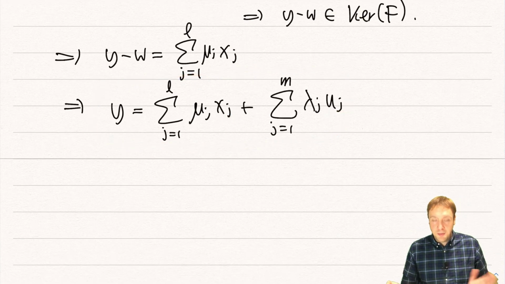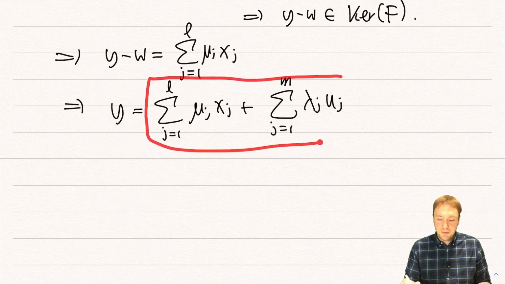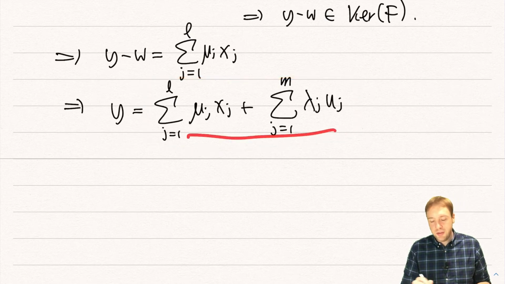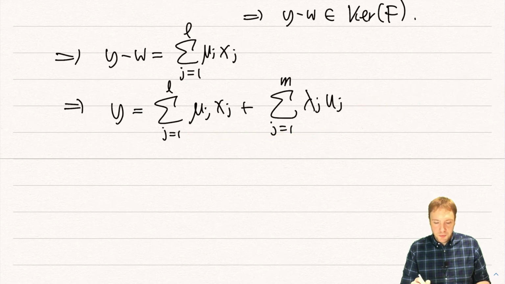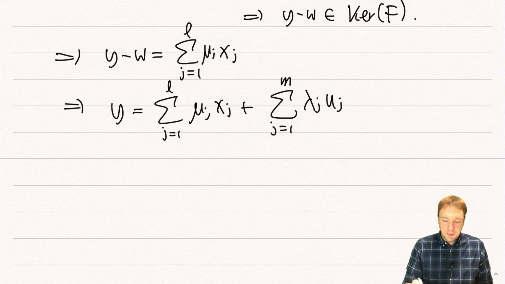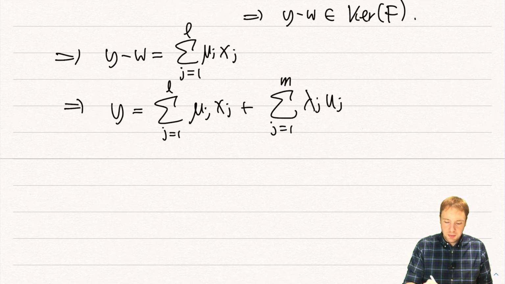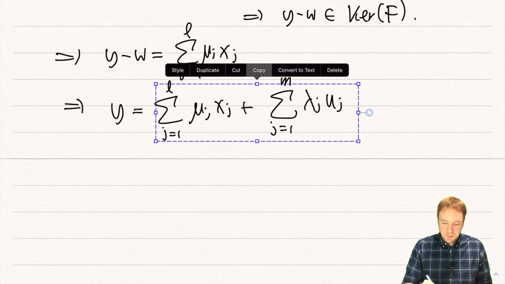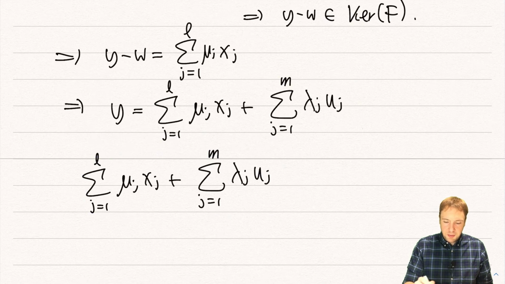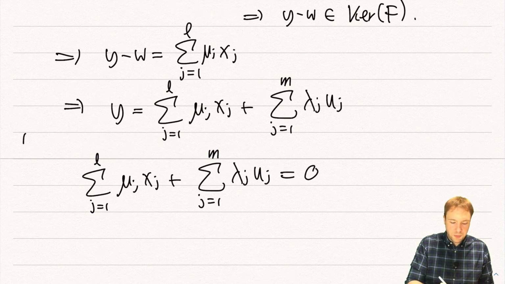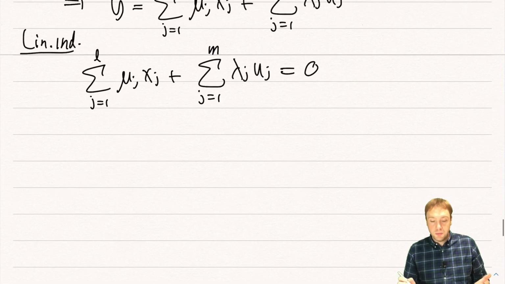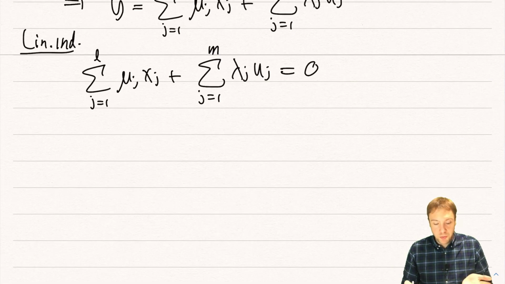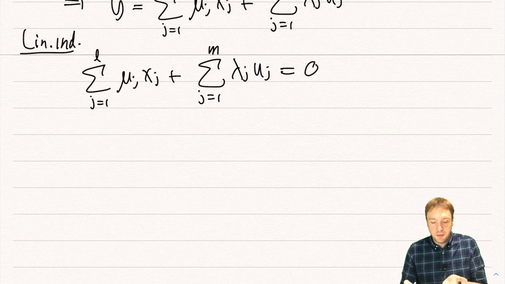And now why are these elements linearly independent? Well, we need to show that if an arbitrary linear combination is 0, then these coefficients are 0. So let's assume, we want to show linear independence. Let's assume that this is 0, and we want to show that the mu's and lambdas are 0 then.